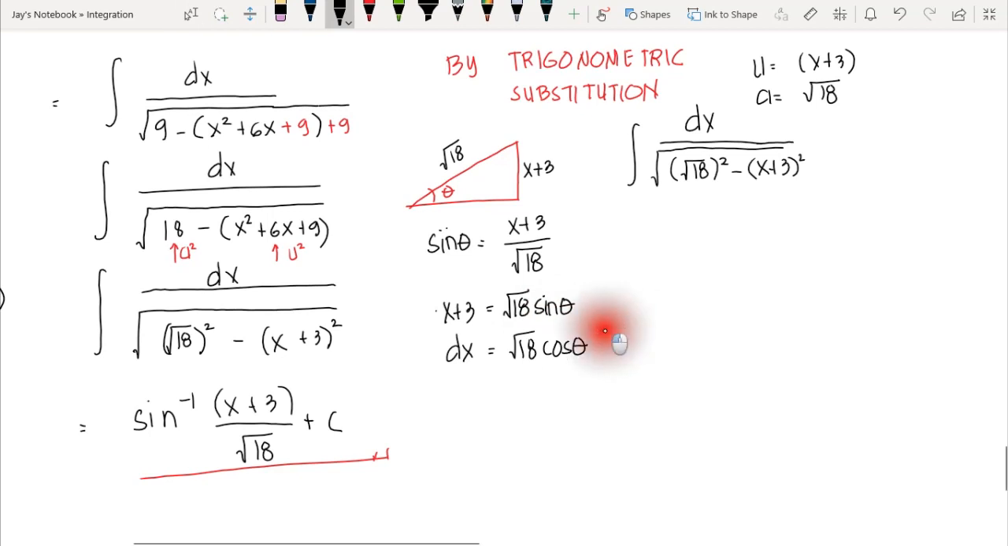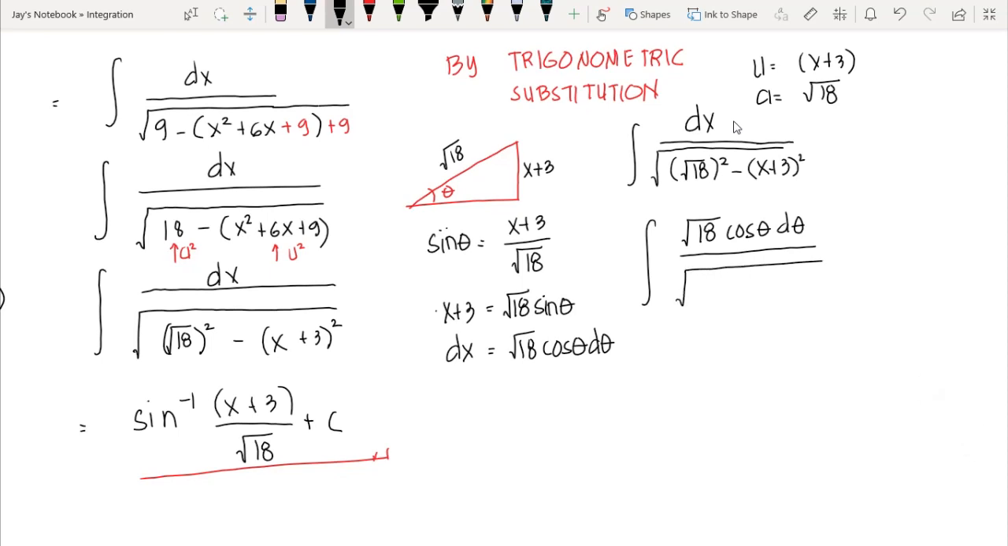So let's substitute this into our original form. We have dx, that is the square root of 18 cosine of theta d theta, over the square root of, and if we try not to simplify, the square root of 18 squared gives us 18. The square root of 18 is 18 raised to 1/2, raised to 2, so multiplying 1/2 and 2 gives 1, and 18 raised to 1 is 18.